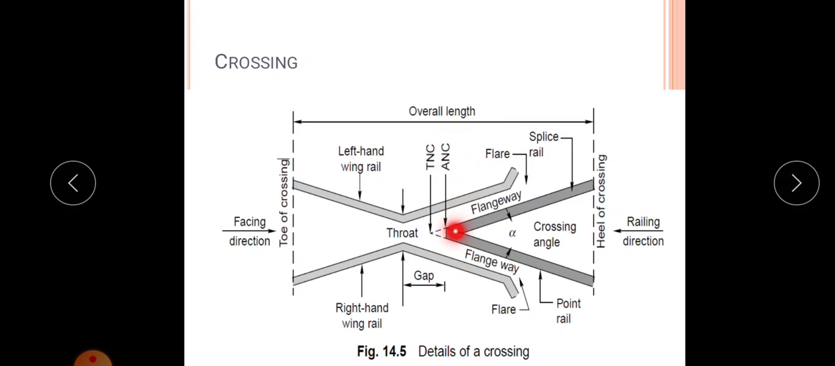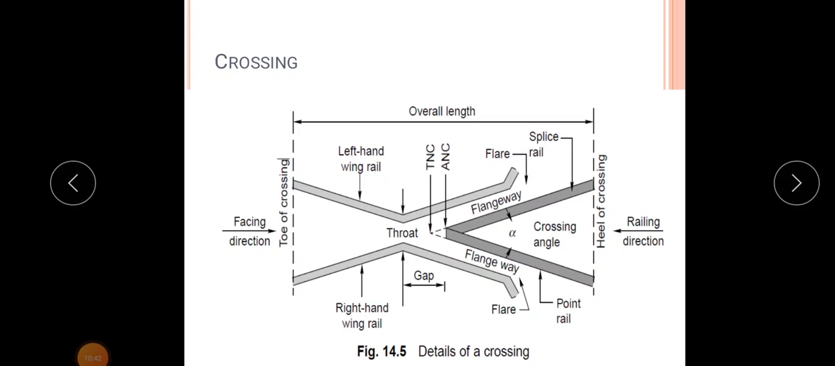This is the actual point, the toe of the blunt nose, the point where the splice rail and point rail join, and this point is known as the actual nose of crossing. But theoretically these two will intersect at this point. The theoretical point where the gauge faces from both sides intersect is known as the theoretical nose of crossing. So the splice rail and point rail are machined to form a nose. This is the first component of our crossing.